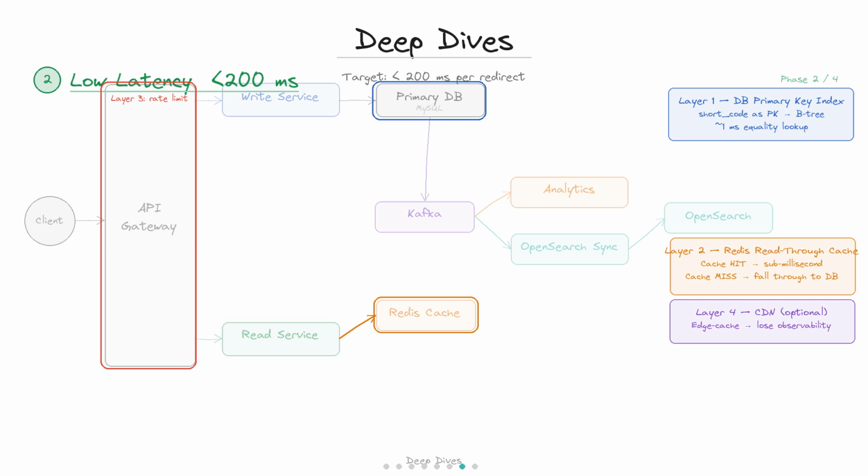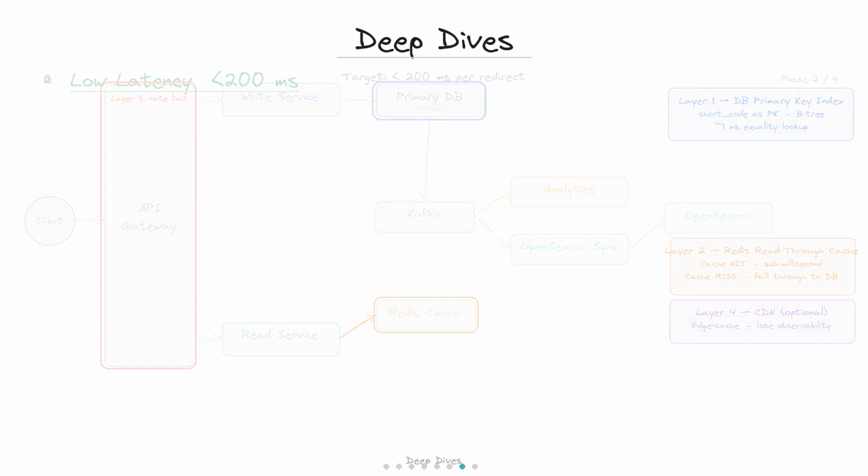A CDN caches redirect responses at geographically distributed edge servers. The trade-off: CDN cached responses don't always reach your origin server, so you lose some observability. Worth evaluating based on your traffic geography, but not always necessary.